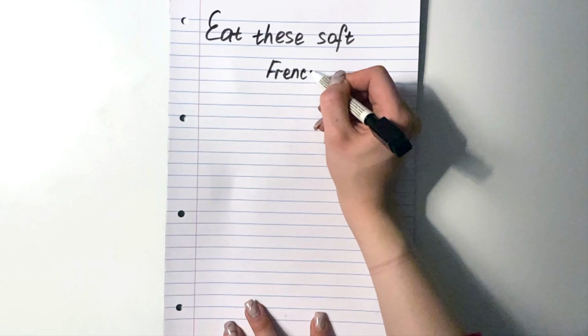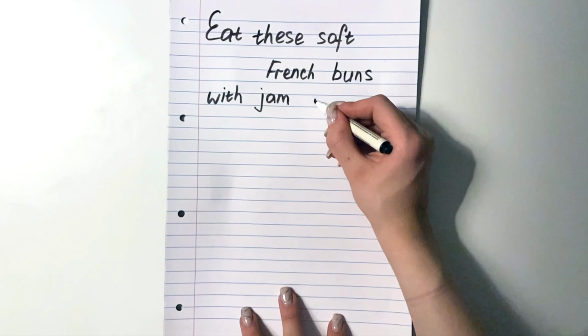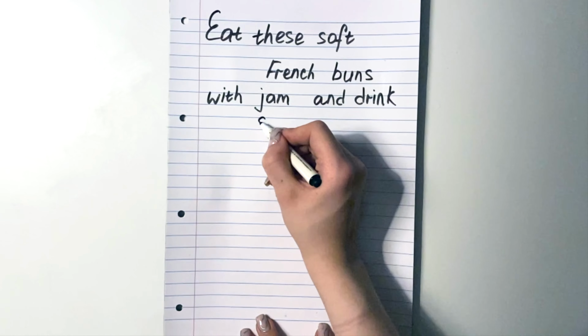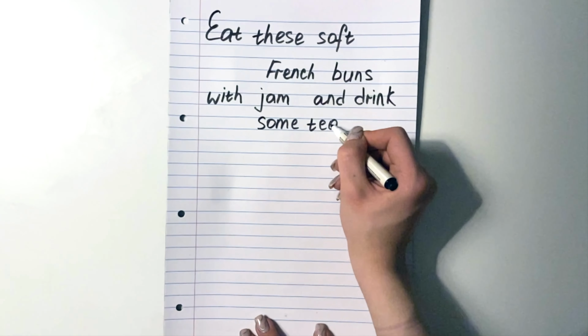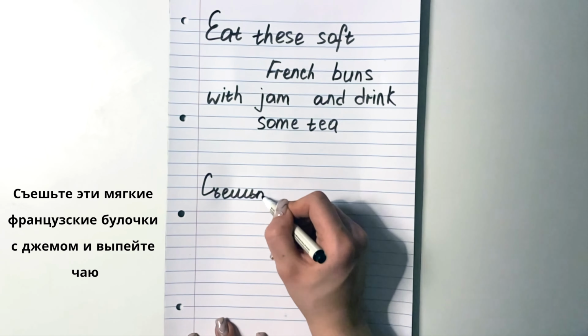And this is the sentence which contains every letter of the Russian alphabet. In English it's: eat these soft French buns with jam and drink some tea. Wow, what a tongue twister! And in Russian, съешьте эти мягкие французские булочки с джемом и выпейте чаю. I know this might look completely advanced, but don't worry about the translation or pronunciation.